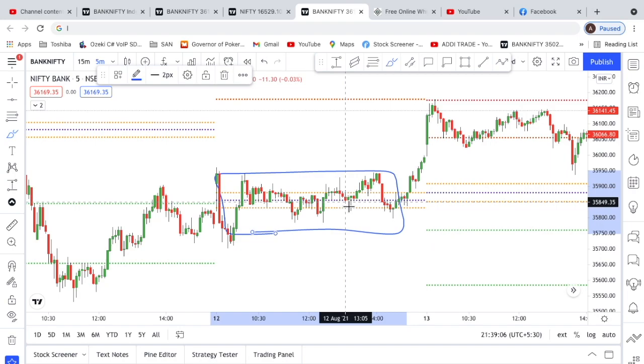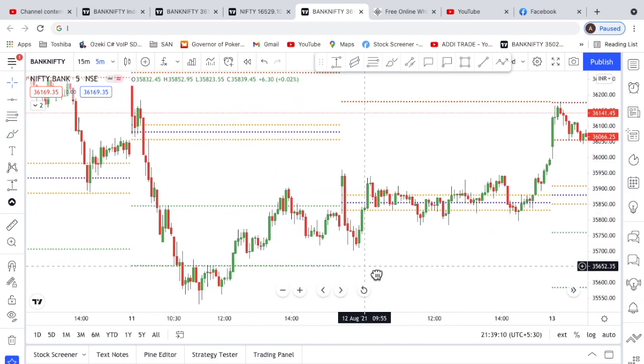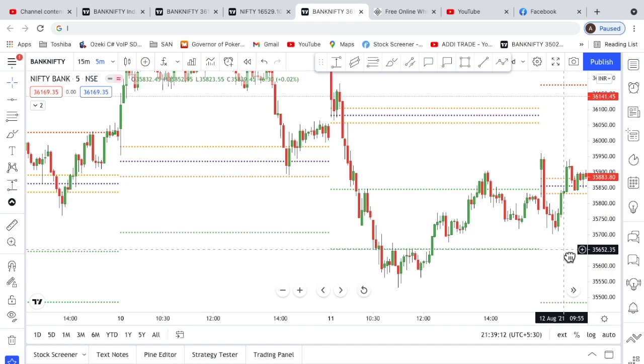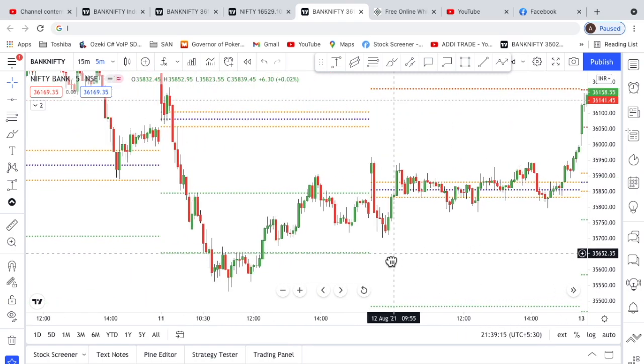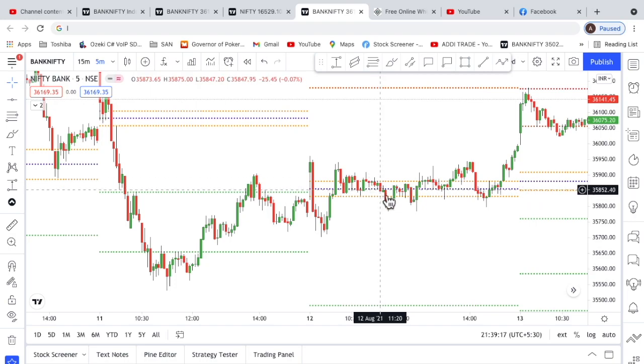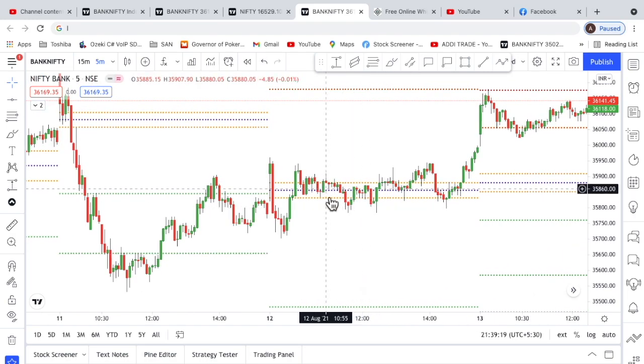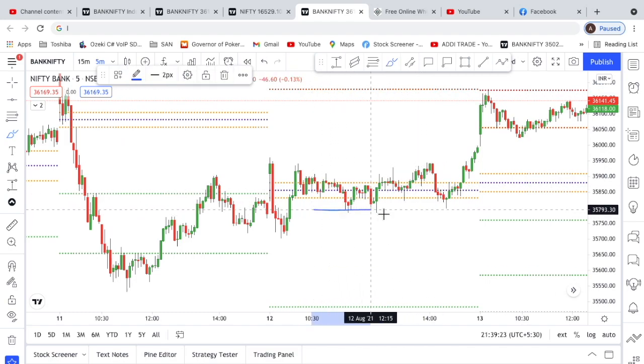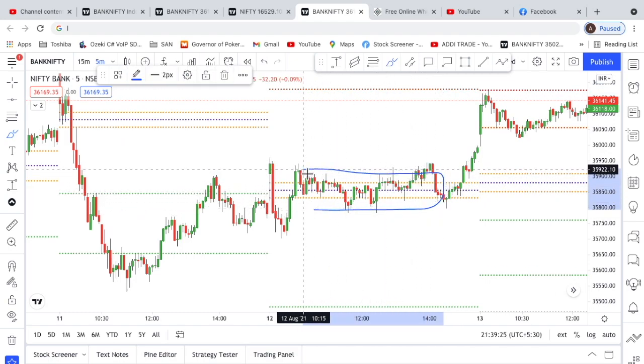So how do we know, when the market opens, whether it's going to be a sideways day or a trendy day? You see, throughout the day, we haven't left the CPR range. We are very much within this CPR range. So this shows the market is in a sideways, consolidated range.